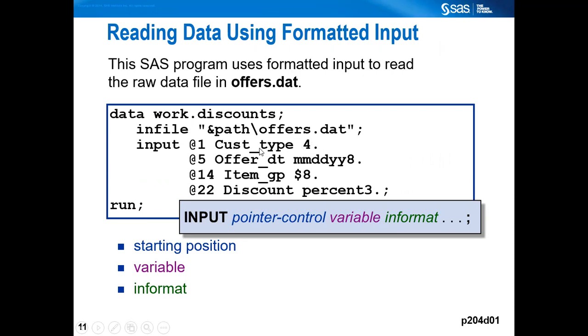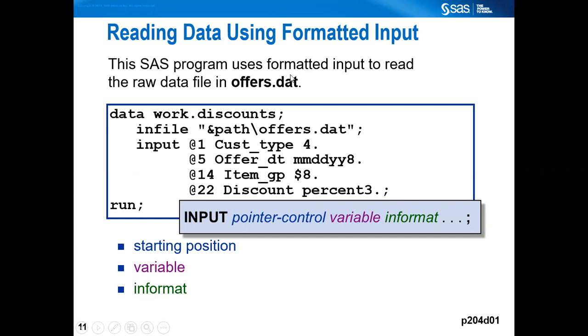It's a numeric variable, but you are giving the width as 4 dot. So this is date MMDDYY 8 dot. So this is item group $8 dot. Dollar indicates it's character, and discount percent 3 dot.